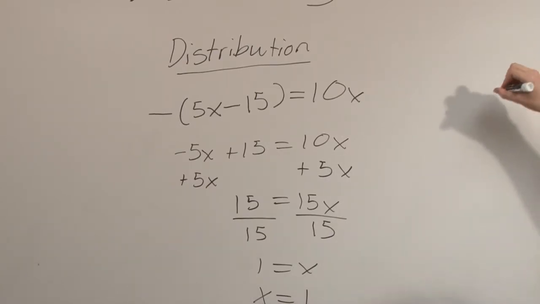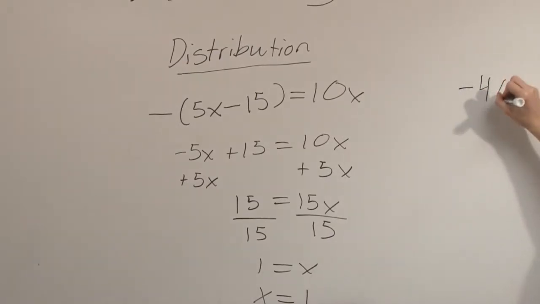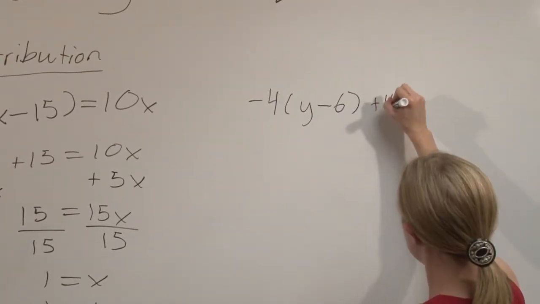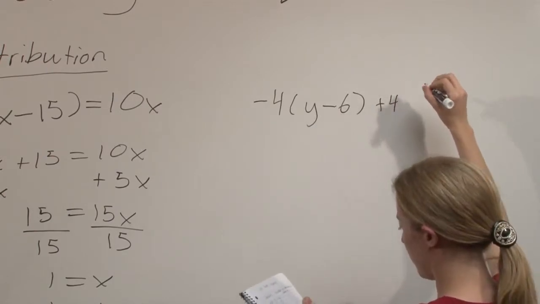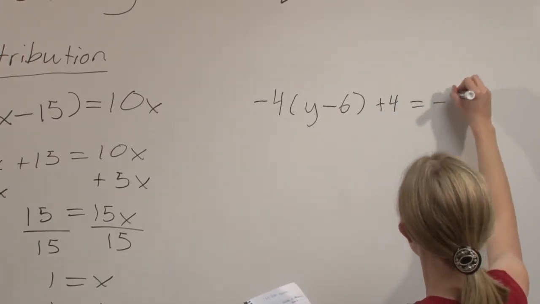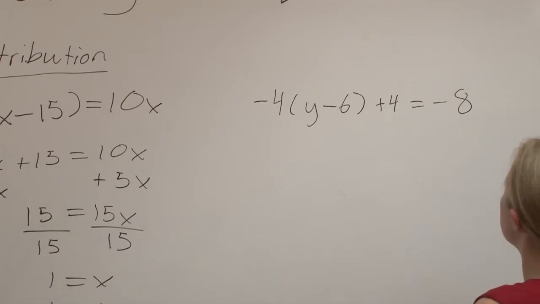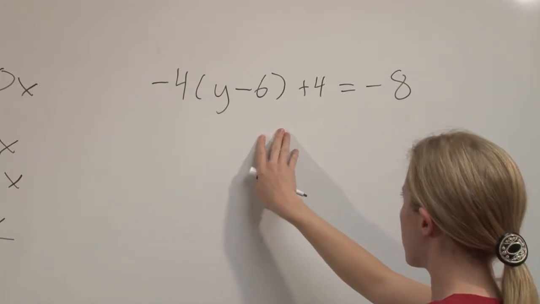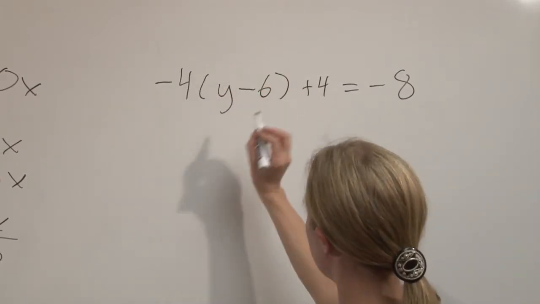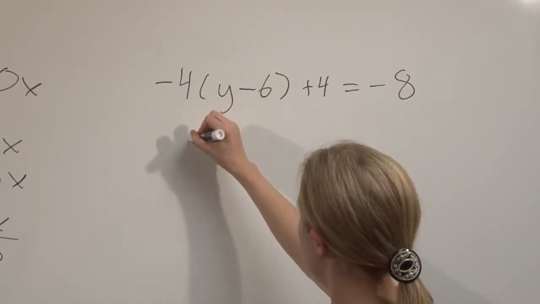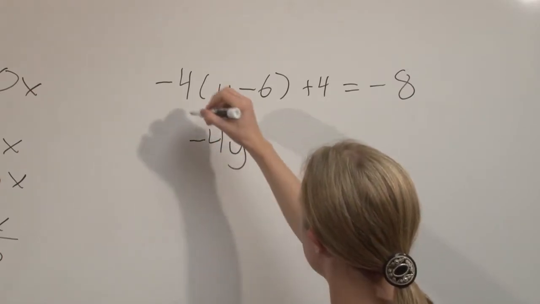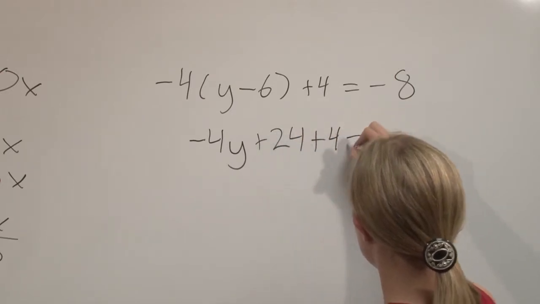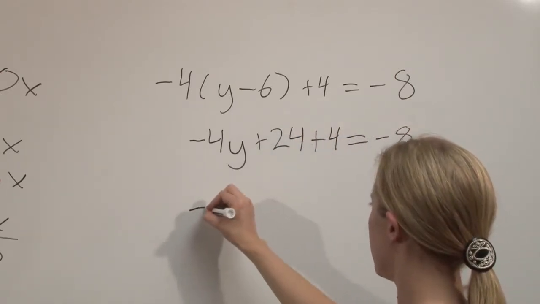Another example of the same sort of problem is this. And so the first thing I'm going to do before I start working with anything else is distribute the -4 through the parentheses. So I'm going to get -4y. -4 times -6 would be plus 24 plus 4 equals -8.